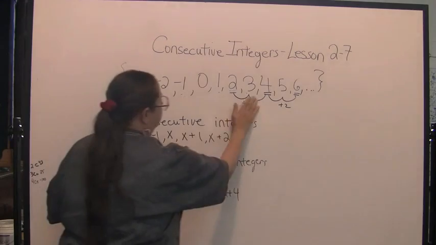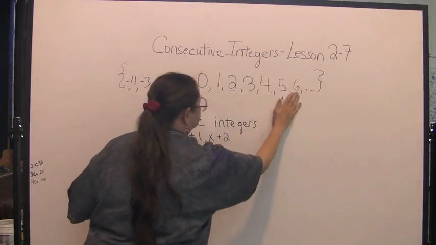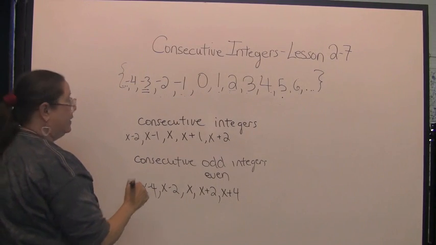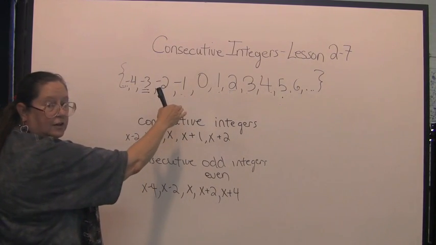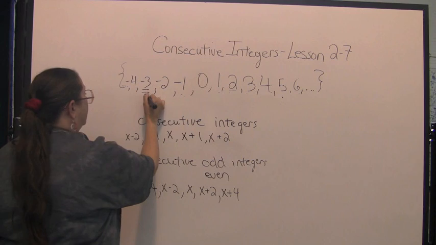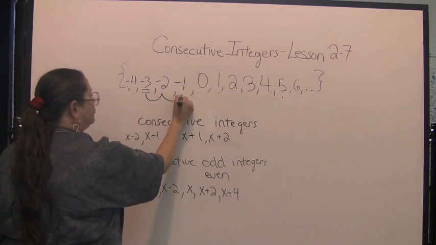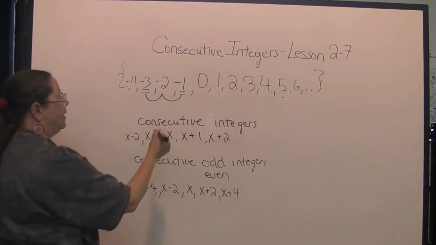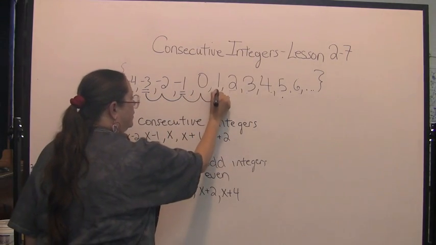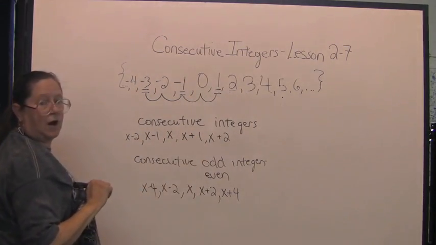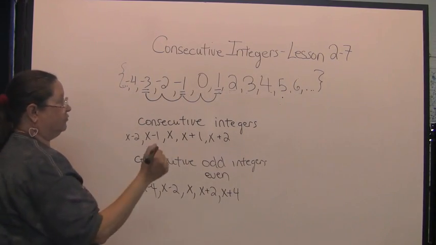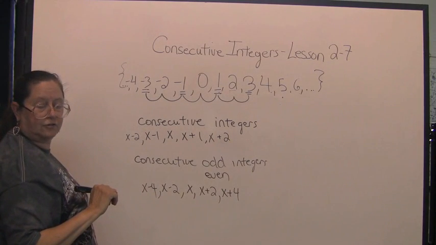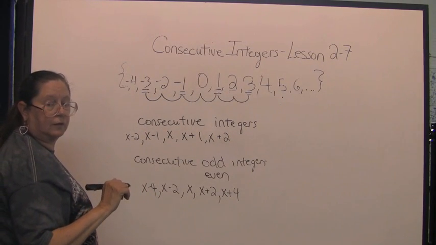Let's say I had -3. To get to my next consecutive odd integer, I add 2 to that, and I get -1. To get to the next one, I add 2 to that. There's my next consecutive odd integer, 1. The next one, I add 2, and my next consecutive odd integer is 3.